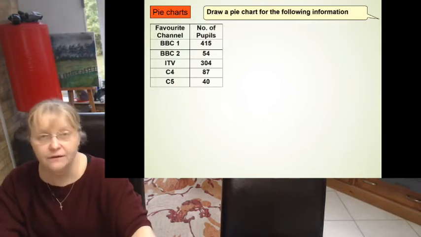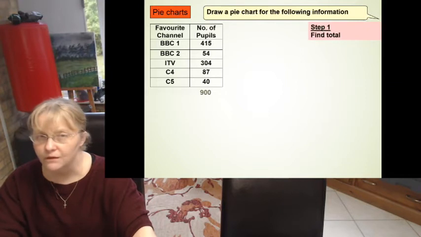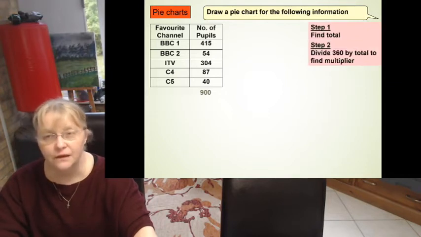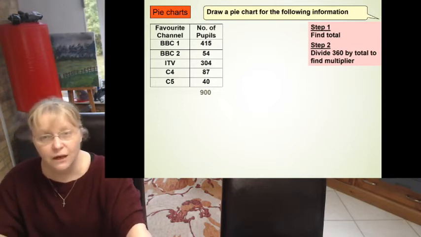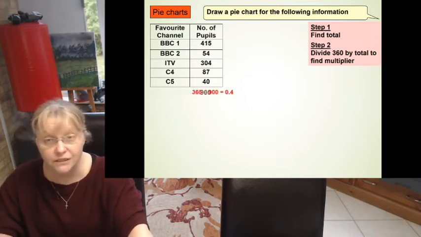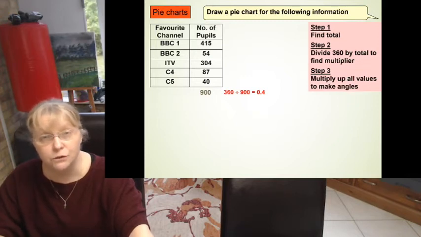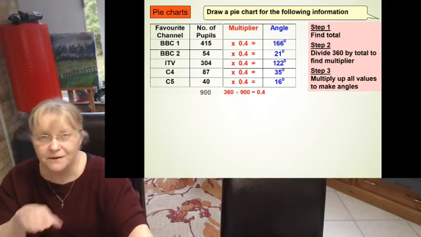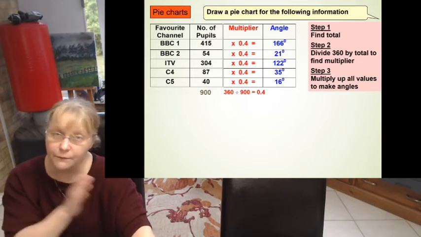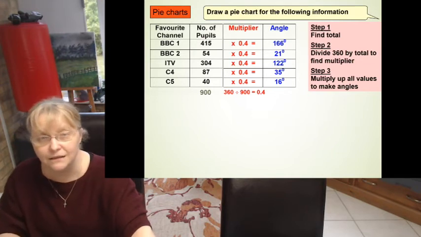Okay, welcome back. So again, first thing that we do is we add up. Oh, this time it's 900. Now I'm going to do the other method that I showed. So I would divide the 360 by the 900, which I would get 0.4. And then I would multiply all the values by the 0.4, which would give me the angles. This is the method that I prefer because I find it faster. But you might prefer the first method, and that's completely fine because they give you the same answer, so it doesn't matter.